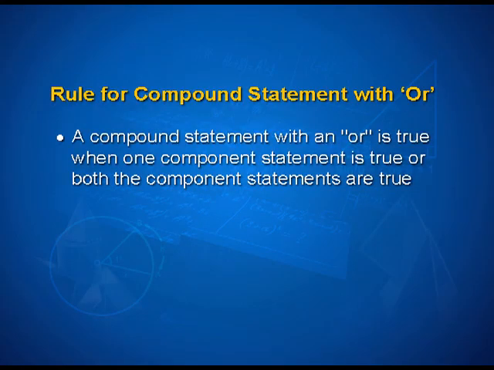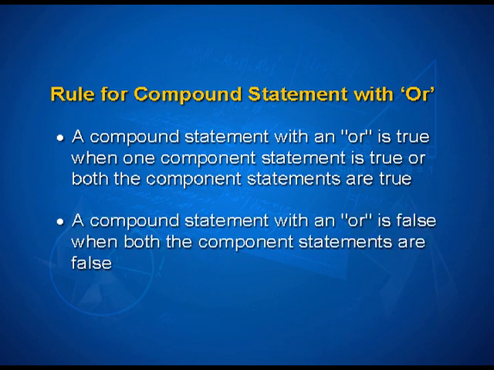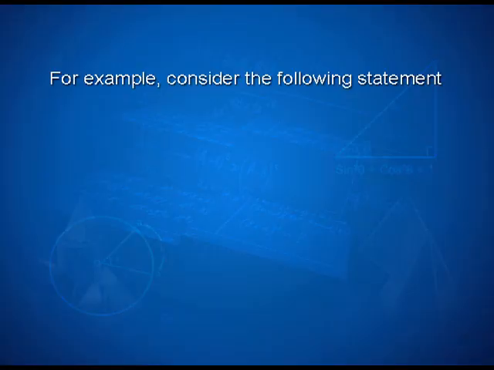Now, let us look at the rules for compound statement with or. First rule says, a compound statement with an or is true when one component statement is true or both the component statements are true. Second rule says, a compound statement with an or is false when both the component statements are false. For example, consider the following statement.